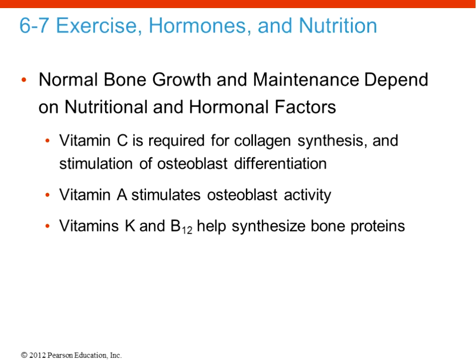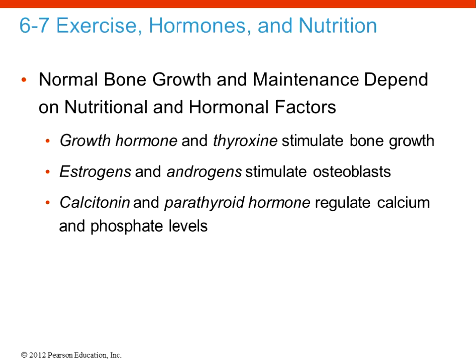Some other nutritional components that are really important. Vitamin C is really important. It helps with collagen synthesis as well as osteoblast activity. Vitamin A stimulates osteoblast activity. Vitamins K and B12 help with the formation of bone proteins. So we have a lot of nutritional components that are going to have a significant impact on the health of our bones, both from an osteoblast activity standpoint, but also from collagen, right? That's the other really big component, is collagen fibers in terms of the extracellular matrix.